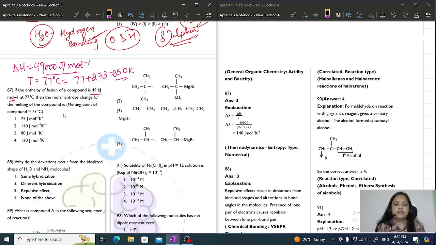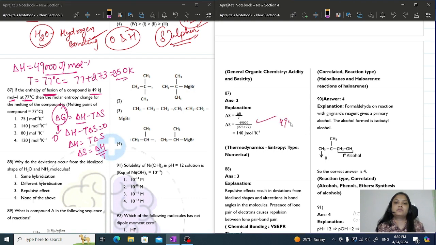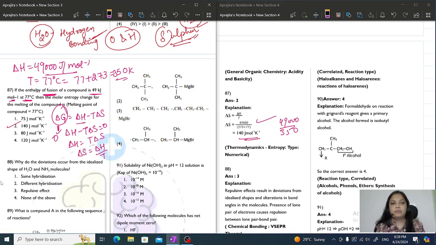Now we have to find the molar entropy change. You know that delta G is equal to delta H minus T delta S. Since fusion is happening, that is melting is happening, the system is in equilibrium, so the delta G value would be 0 in this case, because it is at the melting point, means it is at the equilibrium stage. So delta H minus T delta S would be 0, so delta H is equal to T delta S, and from here we can find the value of delta S. Delta H upon T means 49,000 upon 350. So it's coming out to be 140 joule per mole per Kelvin.